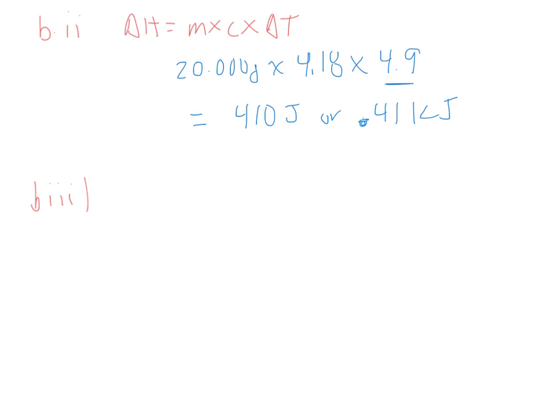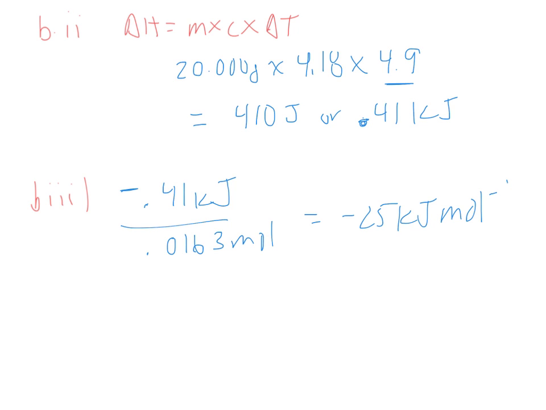But in the next part, when they ask you to calculate it as the combustion in kilojoules per mole, I use the 0.41, and now I'm talking about the methanol fuel. So now this is a heat loss, or negative 0.41 kilojoules, divided by the 0.0163 moles. And we're talking negative 25 kilojoules per mole.